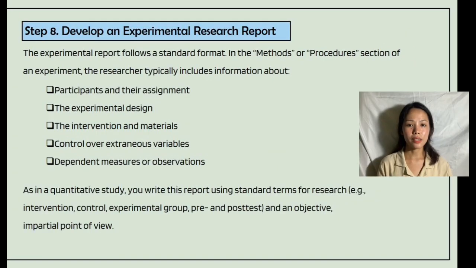Last but not the least is step 8, develop an experimental research report. The experimental report follows a standard format in the methods or procedures section of an experiment. The researcher typically includes information about participants and their assignment. This includes details such as the demographic characteristics of the participants, how they were recruited, any inclusion or exclusion criteria, and how they were assigned to different experimental conditions or groups.